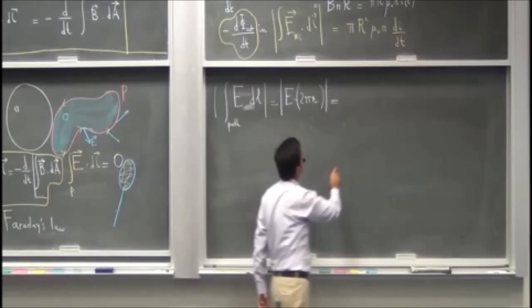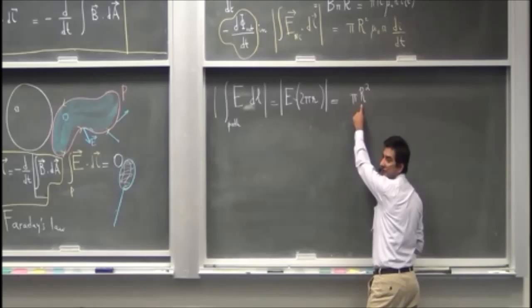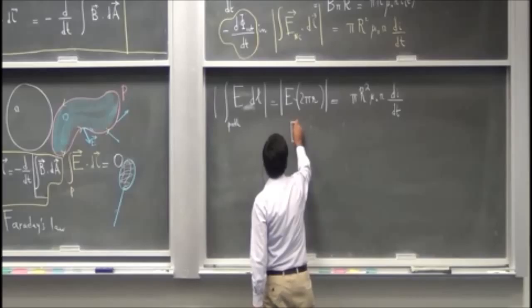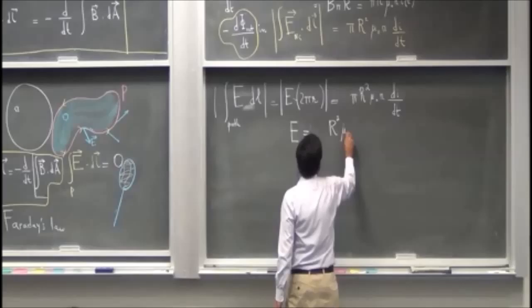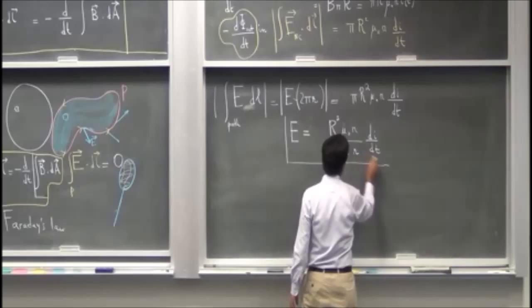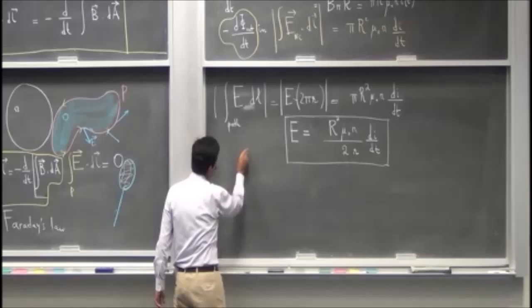Okay? Now this E times 2 pi r must equal its magnitude, because I'm not worrying about the negative sign, equals pi r squared, where r is the radius of the solenoid, mu naught n di by dt. So this electric field that is produced in space, the non-conservative electric field that is produced not by charges but by time-varying magnetic fields, equals r squared mu naught n over 2 di by dt, divided by r.